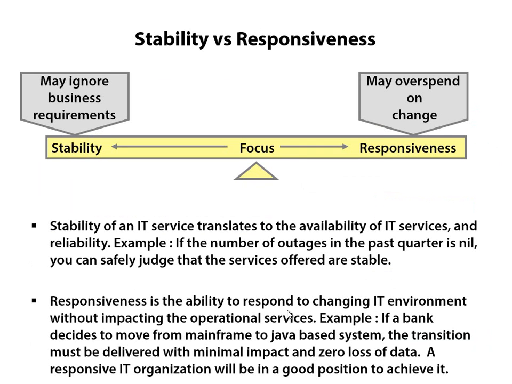The sane thing to do is to achieve balance between stability and responsiveness. Like we discussed, a highly stable organization is likely to ignore business requirements, and a highly responsive organization might spend a bit too much on changes.